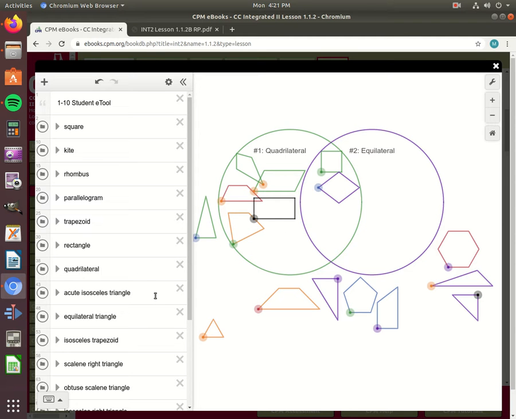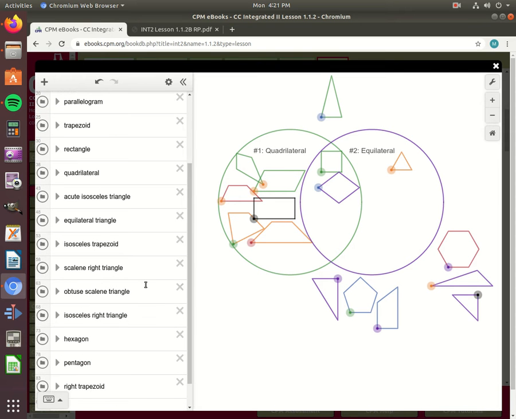An acute isosceles triangle. Well, there we go. An acute isosceles triangle is going to be neither. It's not four sides and they're not all the same length. Even though two sides are the same, they're not all the same. Equilateral triangle, they are all the same, even though it's not four sides, so it'll go on the right side. An isosceles trapezoid, it is four sides, but they are not all the exact same length. A scalene right triangle, all sides different, and it is not four sides.